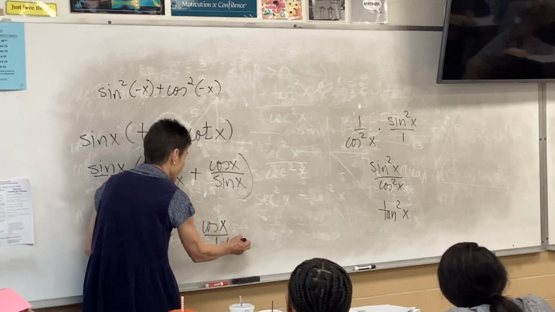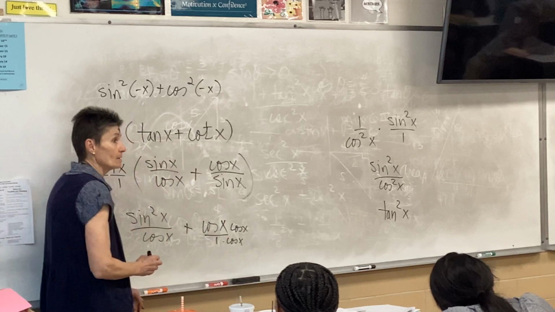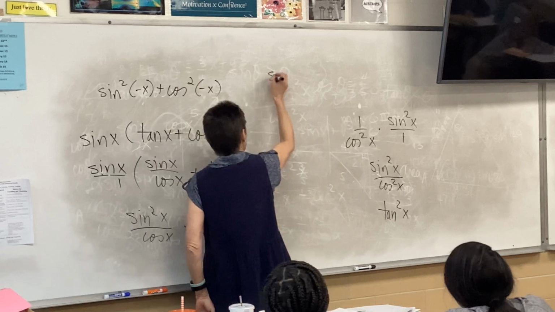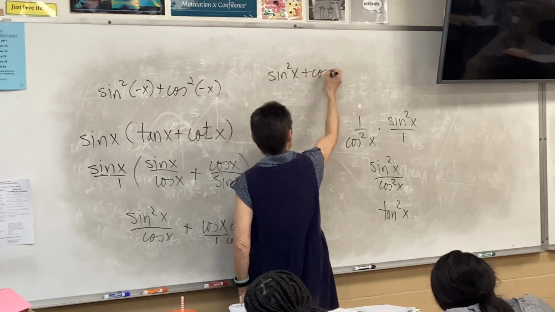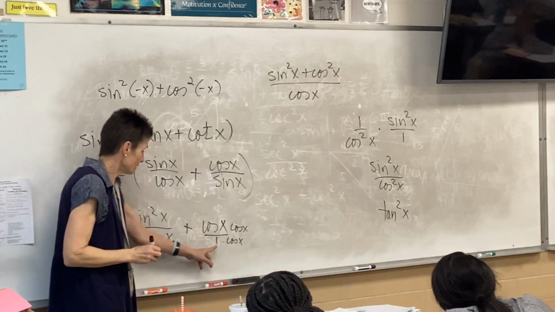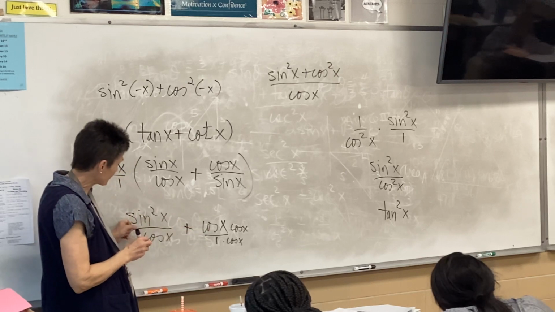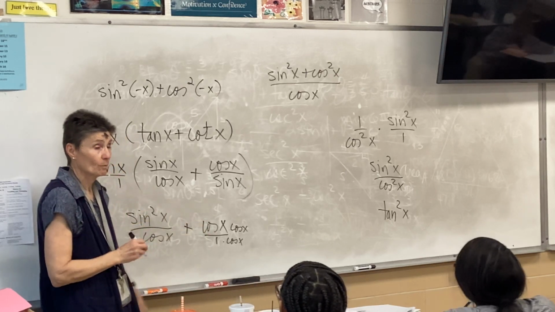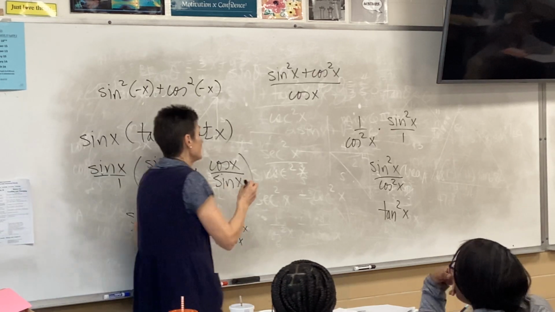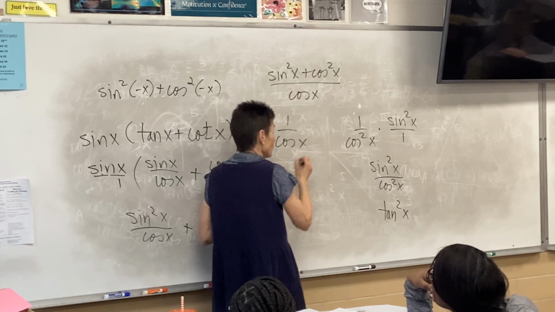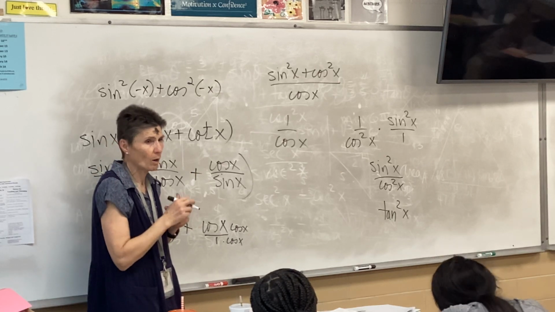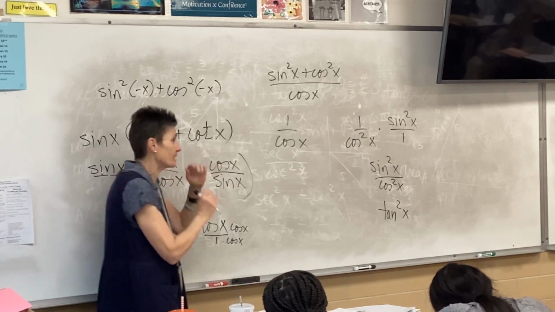This one needs a cosine, so I'm going to give it a cosine. And now I have sine squared plus cosine squared over cosine. There's my common denominator, so I can add my fractions together. Sine squared plus cosine squared. Wait. What's sine squared plus cosine squared? 1. So your answer is 1 over cosine, which you know is the same as what? 1 over cosine is secant.